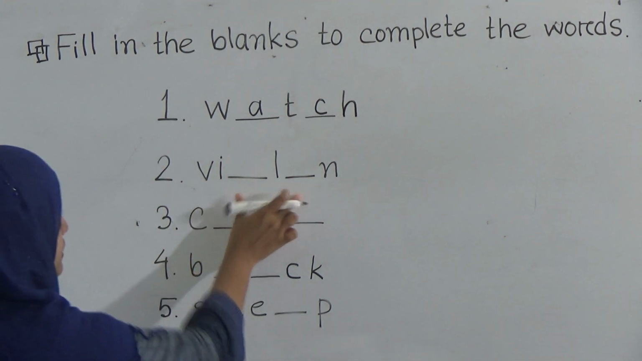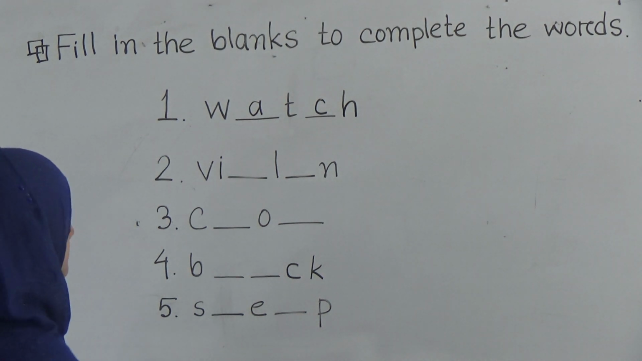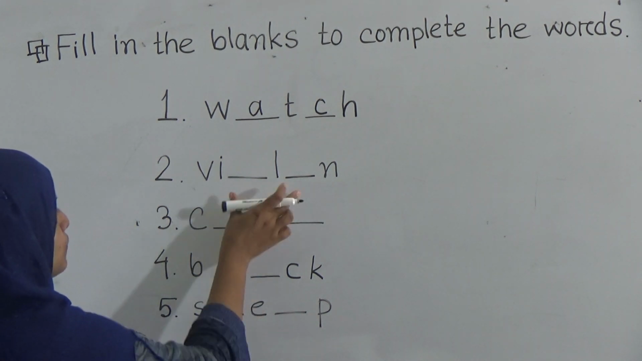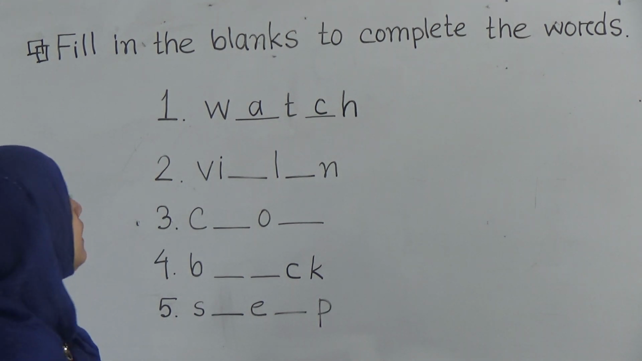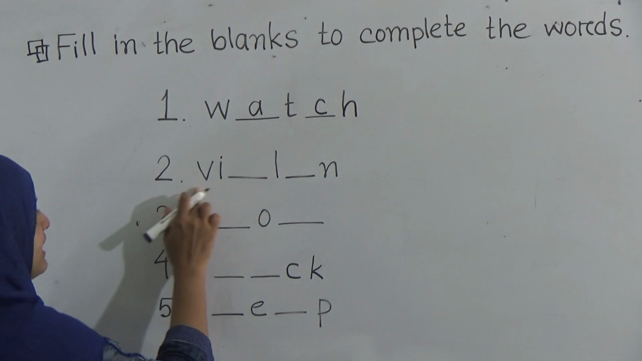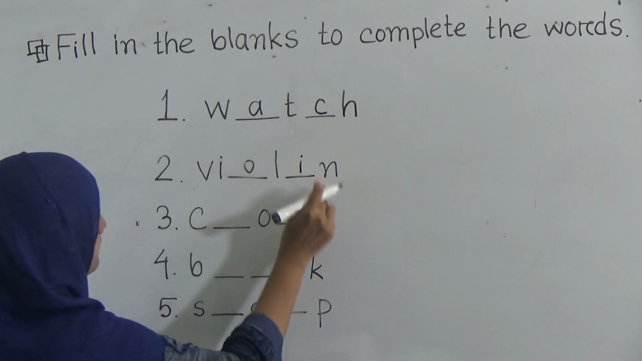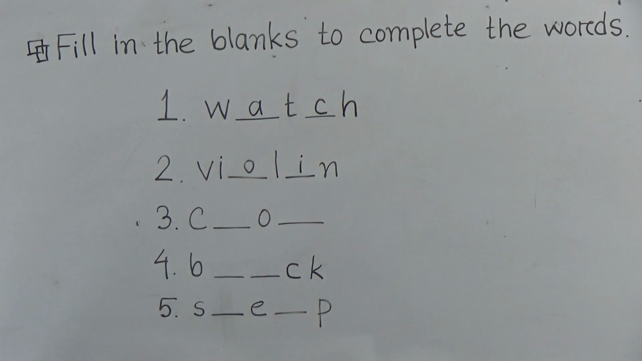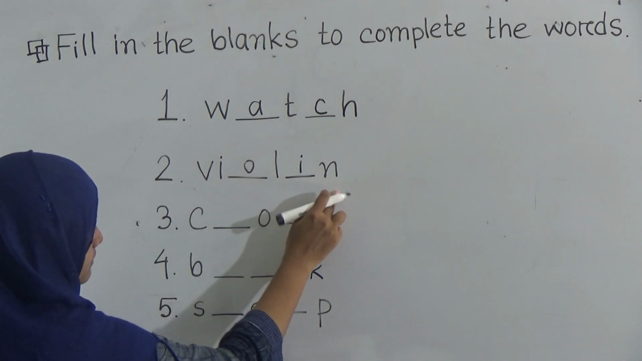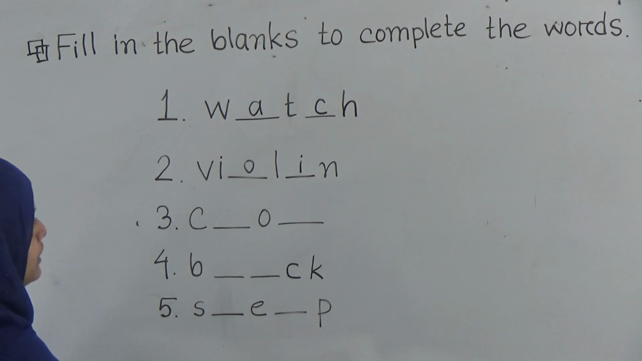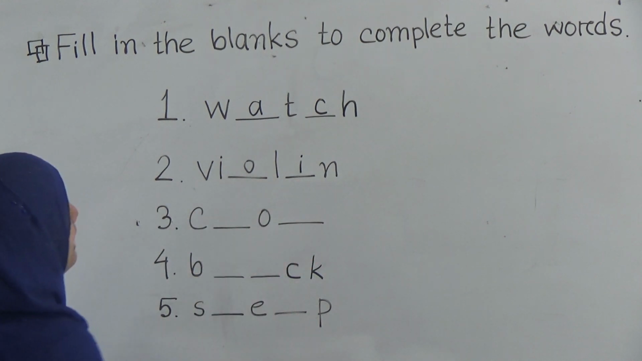Can you think a word with this? And can you think what will be in the gap? Yes, I'm helping you. The word will be violin. Can you spell the word violin? Okay, spell with me. V, I, O, L, I, N. Violin. So the spelling is V, I, O, L, I, N. So in the gap you have to write O and I. Then the word will be violin.